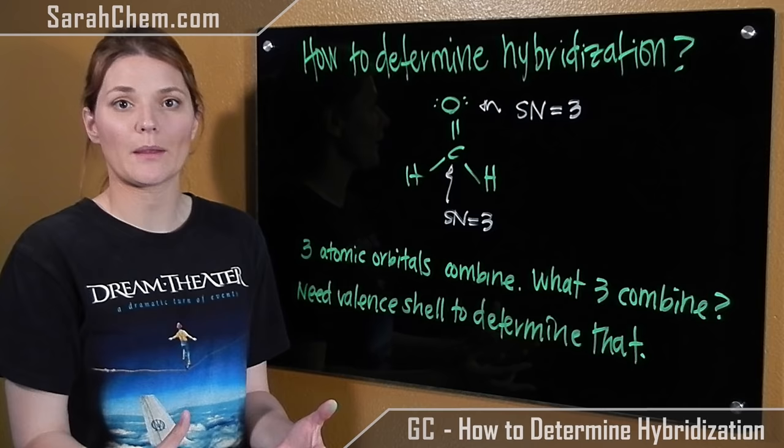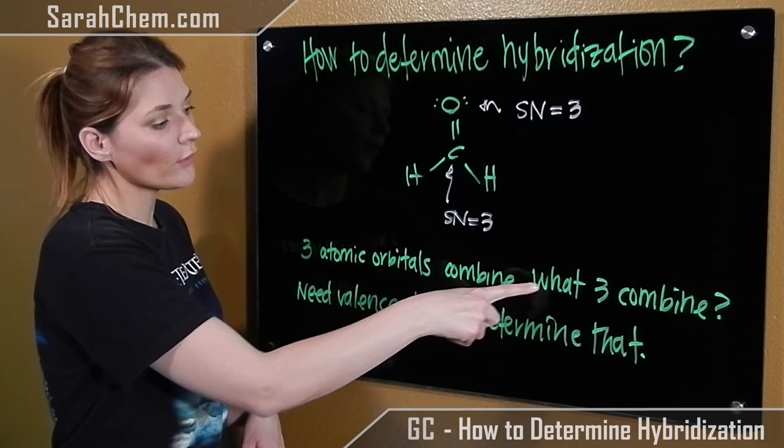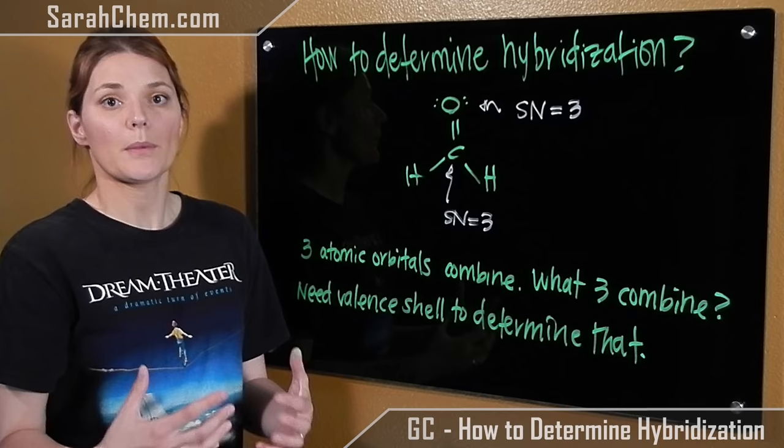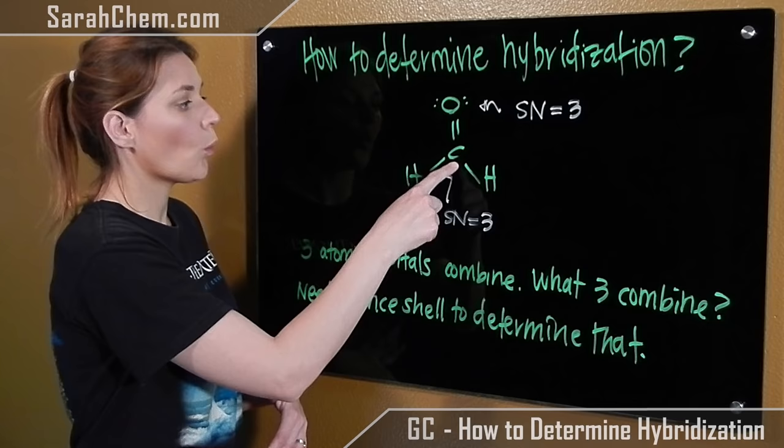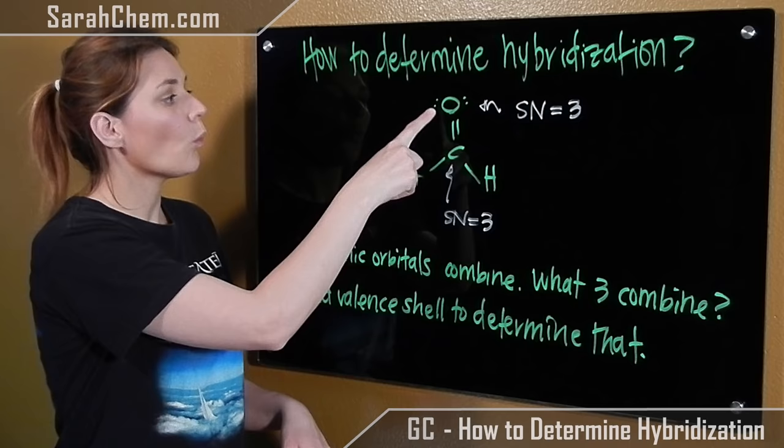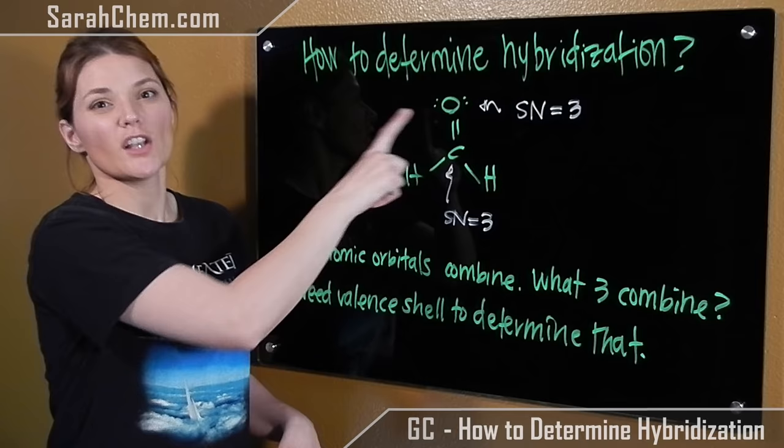When we're trying to figure out which 3 atomic orbitals combine, we need to consider the valence shell for each of them, because remember, it's the valence electrons that participate in bonding. So we have to figure out what the valence shell electrons are that carbon has. Those will be combined to make the hybrid. What are the valence shell electrons that oxygen has? Those will be combined to make the hybrid too. So let's take a look at how we'll work with that.